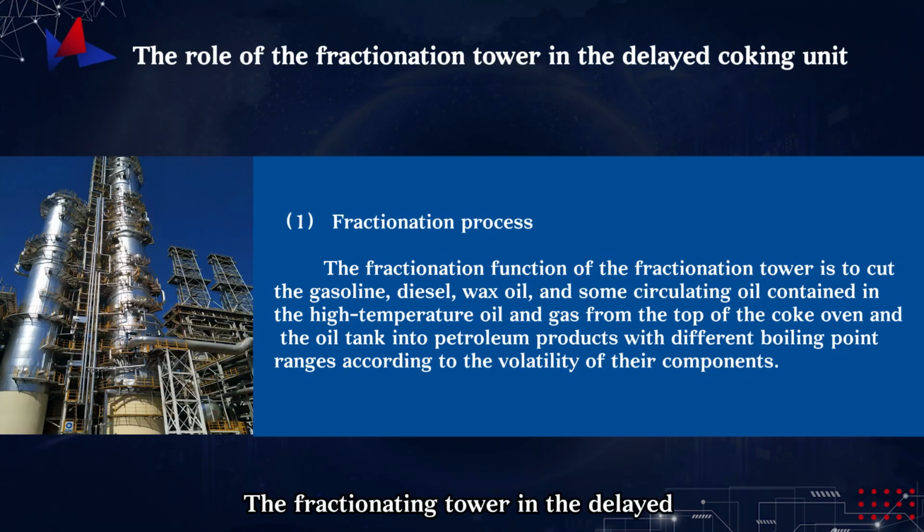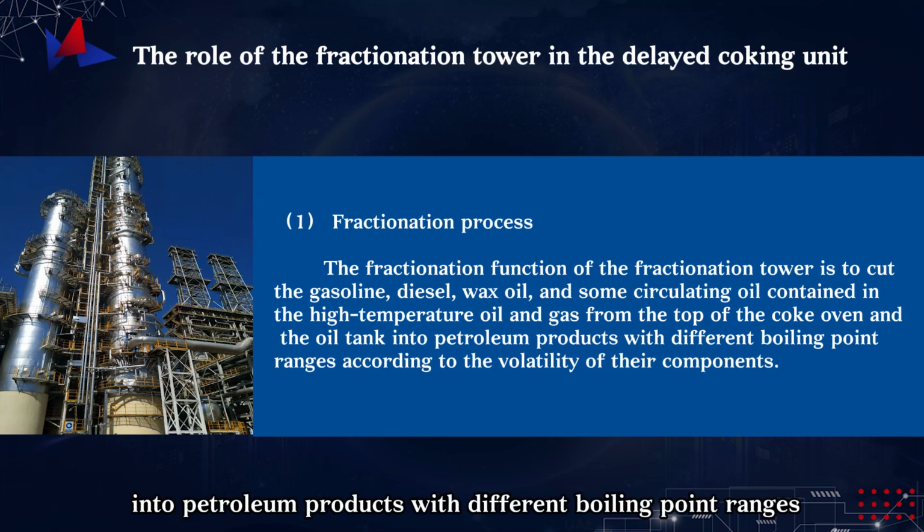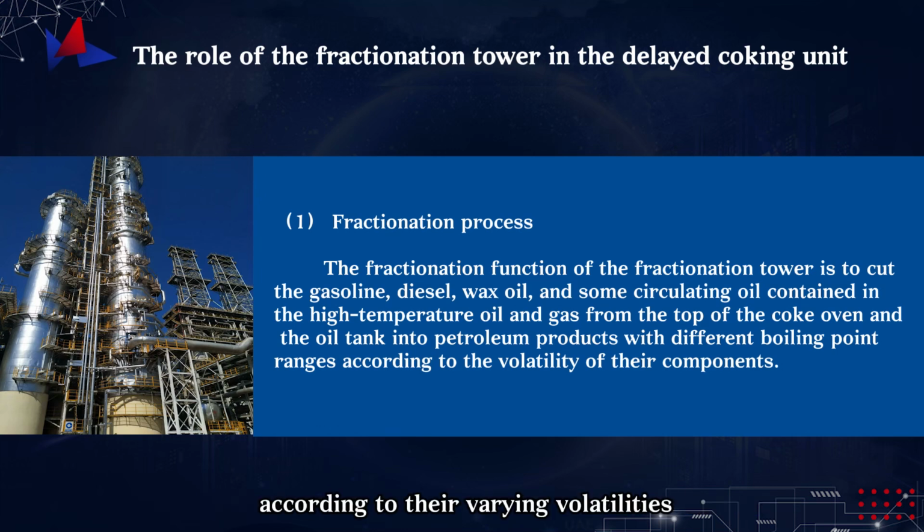The fractionating tower in the delayed coking unit serves three functions. The first is the fractionation function. Its fractionation function is to separate gasoline, diesel, gas oil, and part of the circulating oil from the high-temperature oil and gas coming from the top of the coking drum at the top of the tower and the sludge tank into petroleum products with different boiling point ranges according to their varying volatilities.